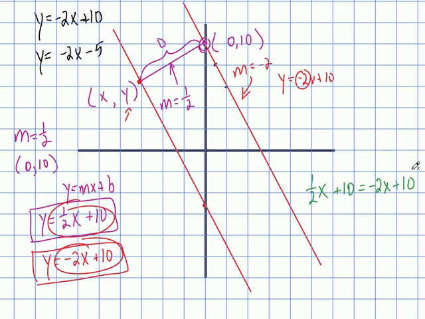Am I right? So let's do this. Add a 2x to both sides. Subtract a 10 from both sides. What happens to the 10s? They cancel out. So what's this? It's 2.5. What's 2.5 as an improper fraction? 5 over 2. x equals what? Did I do that right? No, I didn't do it. I messed up. Where did I mess up?